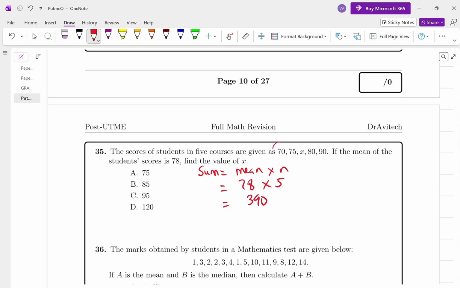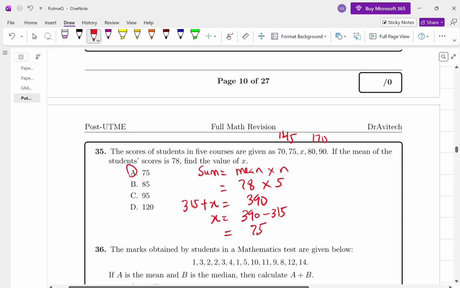So let's add everything here up. 70 plus 75 is 145. So this is 145. 80 plus 90 is 170. So if you add these numbers up, you will get 315. Yeah, 315. This will be 315 plus x. So x becomes 390 minus 315. So this will then give us 75. So the answer is A. So that's our answer. All right, next.